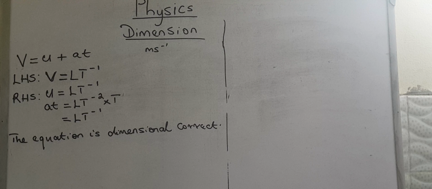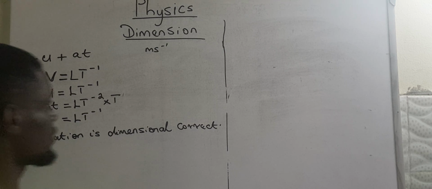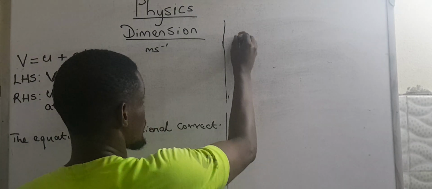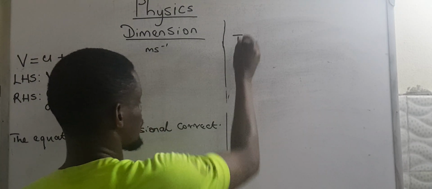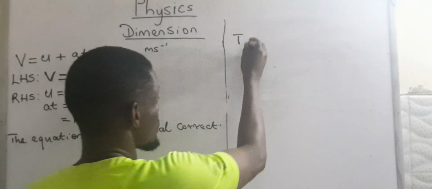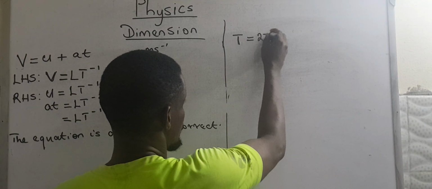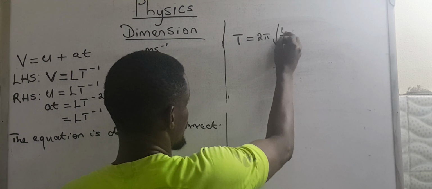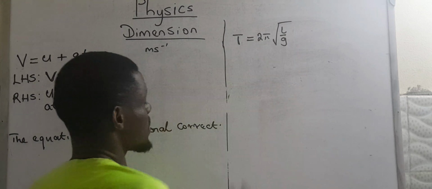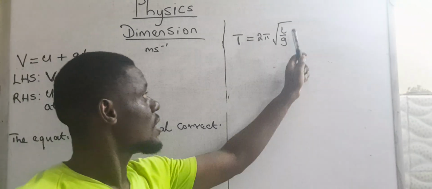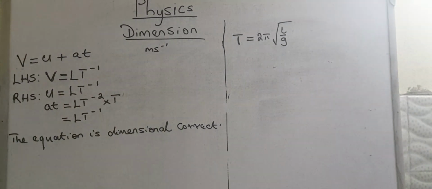Let's look at another equation. Let's look at this. The period of a simple pendulum: T equals 2π root L over g. Here T is the period, L is the length of the string, and g is the acceleration due to gravity at that point, which you can also call the local acceleration due to gravity.